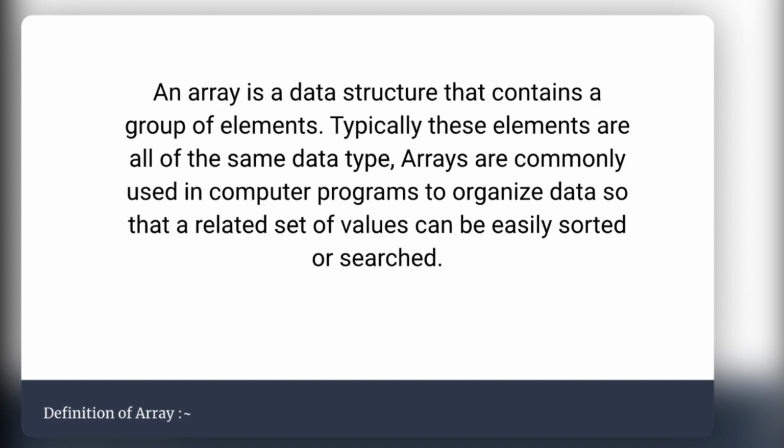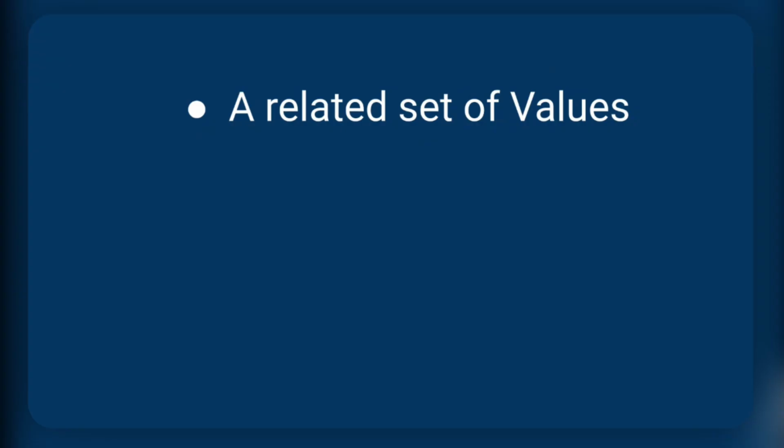So arrays are commonly used in computer programs to organize data so that a related set of values can be easily sorted or searched. Now I'll give you a moment to really soak in the definition, and if you need more time, just pause the video, read it and continue. Okay, we heard a few words there that we haven't heard before. First, a related set of values. Second, sorted. Third, search. I'll get back to them, but first, let's take an example.